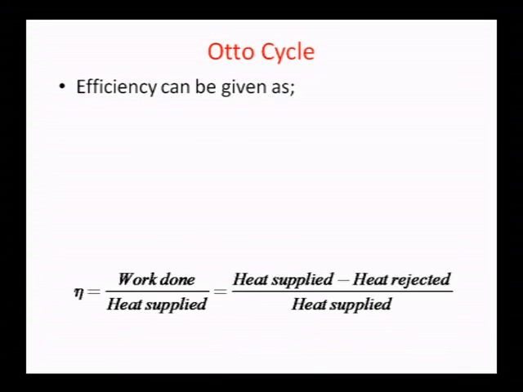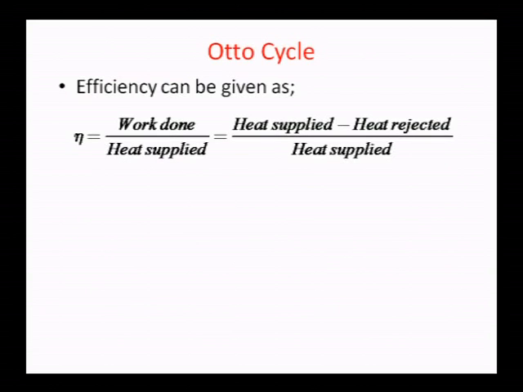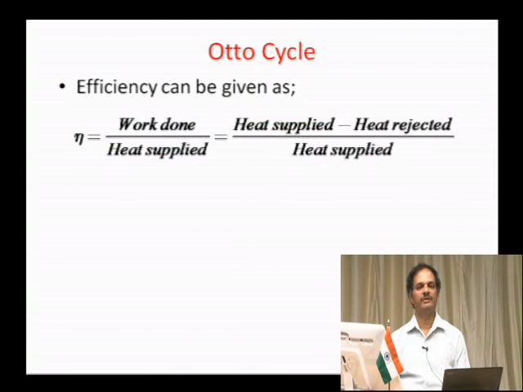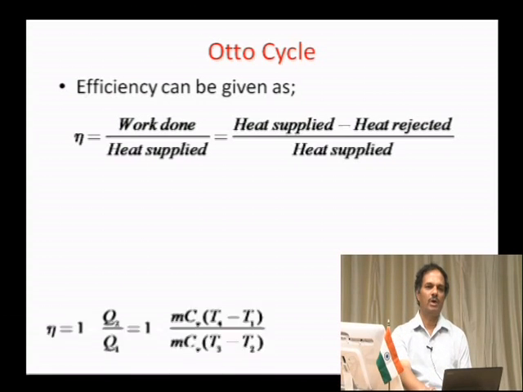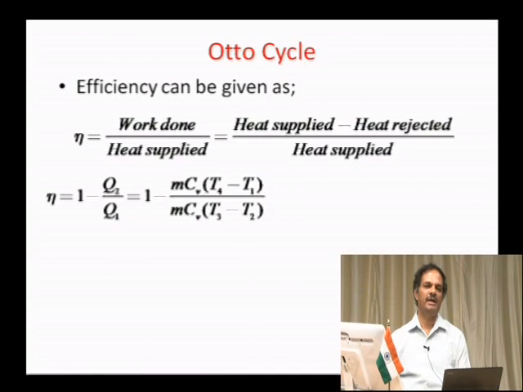Now, efficiency, as I told, is work done divided by heat supplied, but work done is heat supplied minus heat rejected, divided by heat supplied. So, this is the efficiency of the Otto cycle. So, efficiency is 1 minus Q2 by Q1, because (Q1 minus Q2) by Q1 you can write as 1 minus Q2 by Q1. Heat rejected is m Cv (T4 minus T1), heat supplied is m Cv (T3 minus T2). So, that is the efficiency of the Otto cycle.